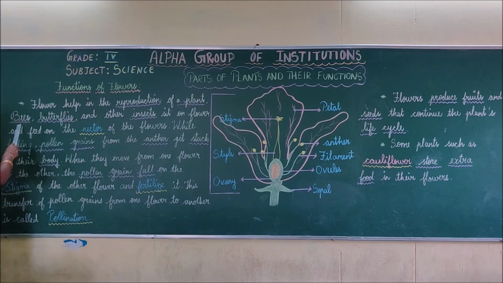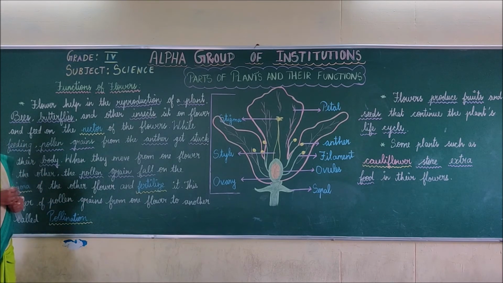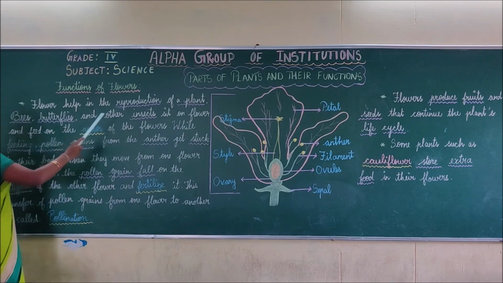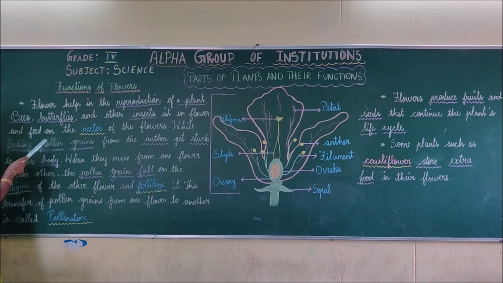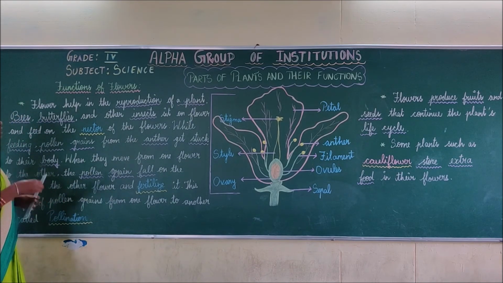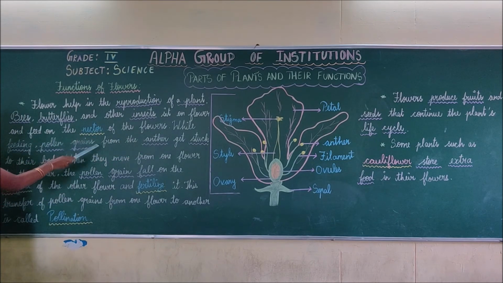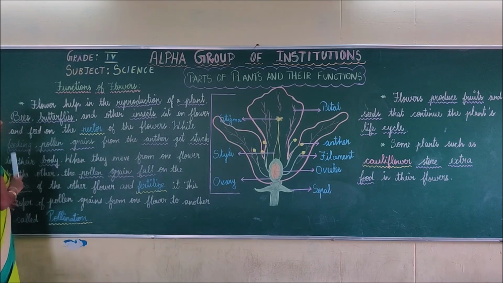And bees, butterflies and other insects. What are all the insects and butterflies that will go there? They will sit on the flower and feed on the nectar. In the nectar there is honey, and they will feed on it to satisfy their hunger. While feeding, pollen grains from the anther get stuck onto their body.